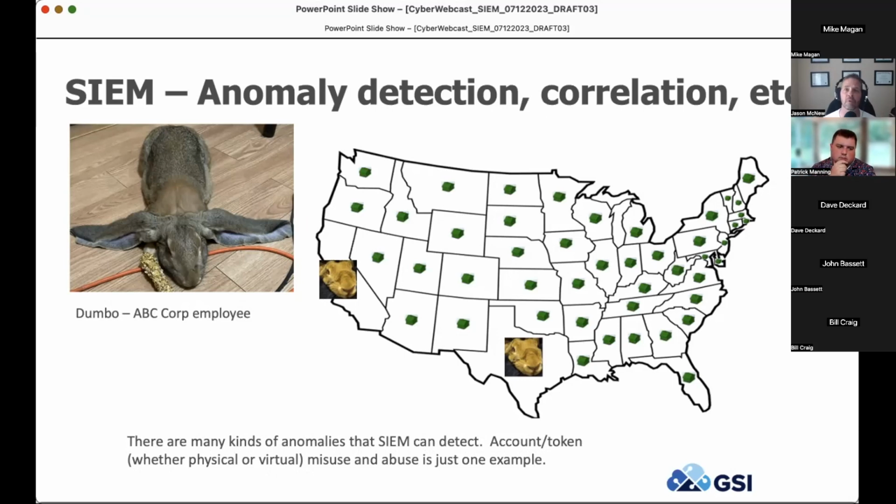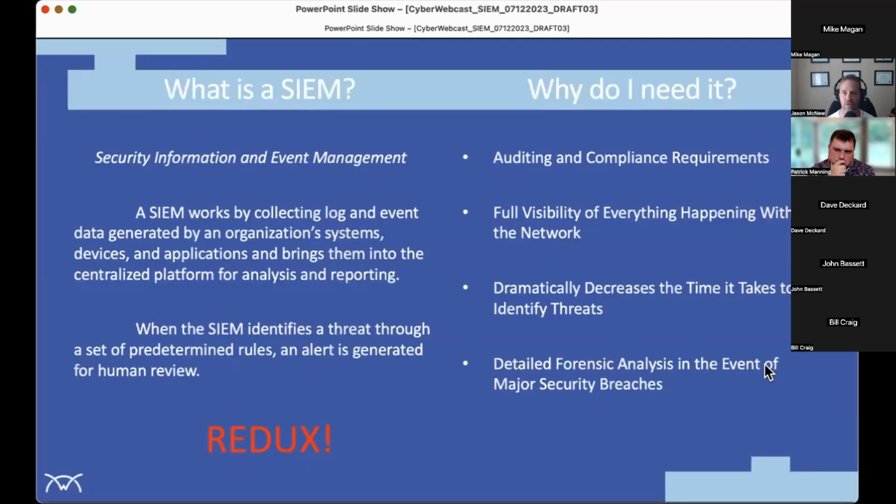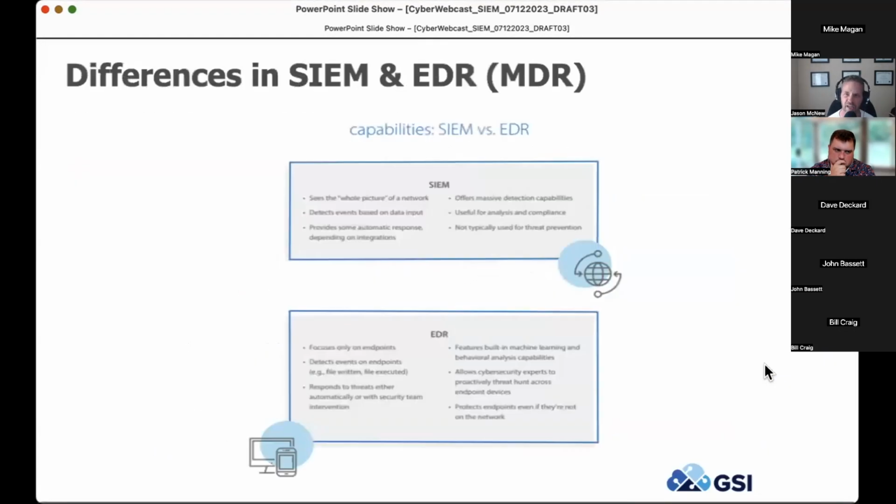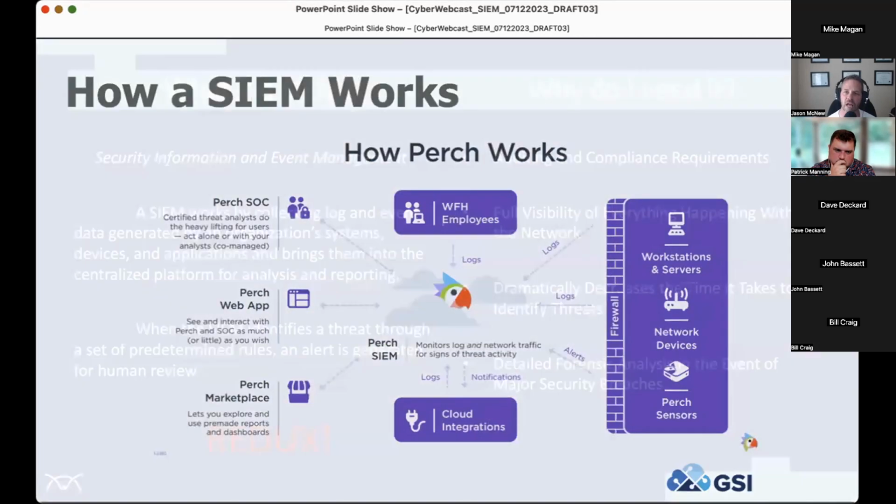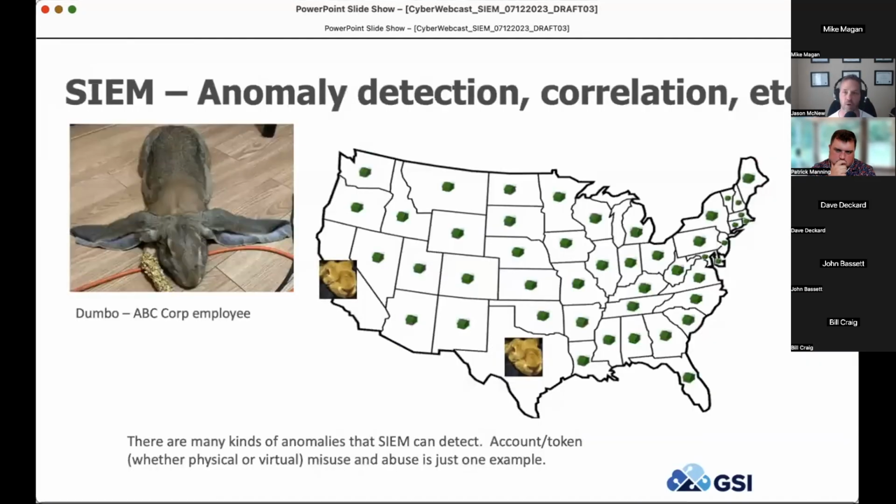This is an example, out of all those hundreds of thousands of events that happen in a 24-hour period, of something that we would actually have to look at. Or let's hypothetically say that Dumbo's trying to badge into an area that he's not supposed to have access to, and he does it once, we might not care. But if Dumbo does that every day, Monday through Friday, then we're going to care, and that might be something that we need to go look at.